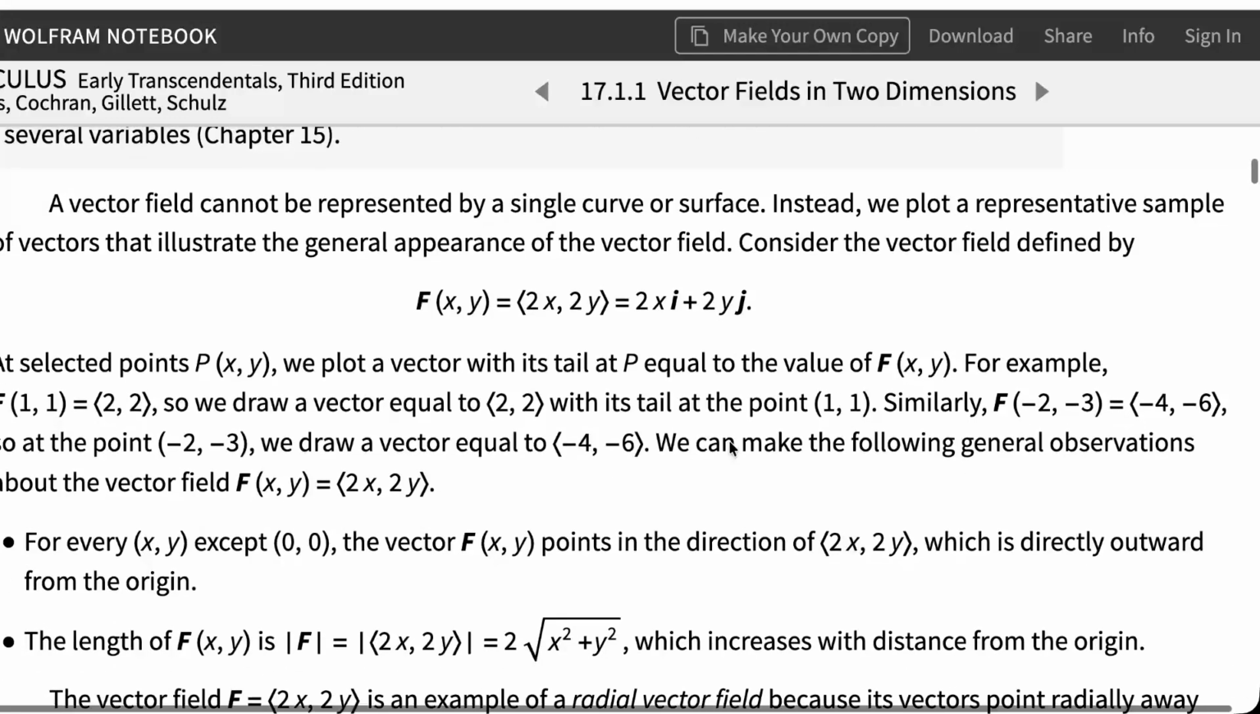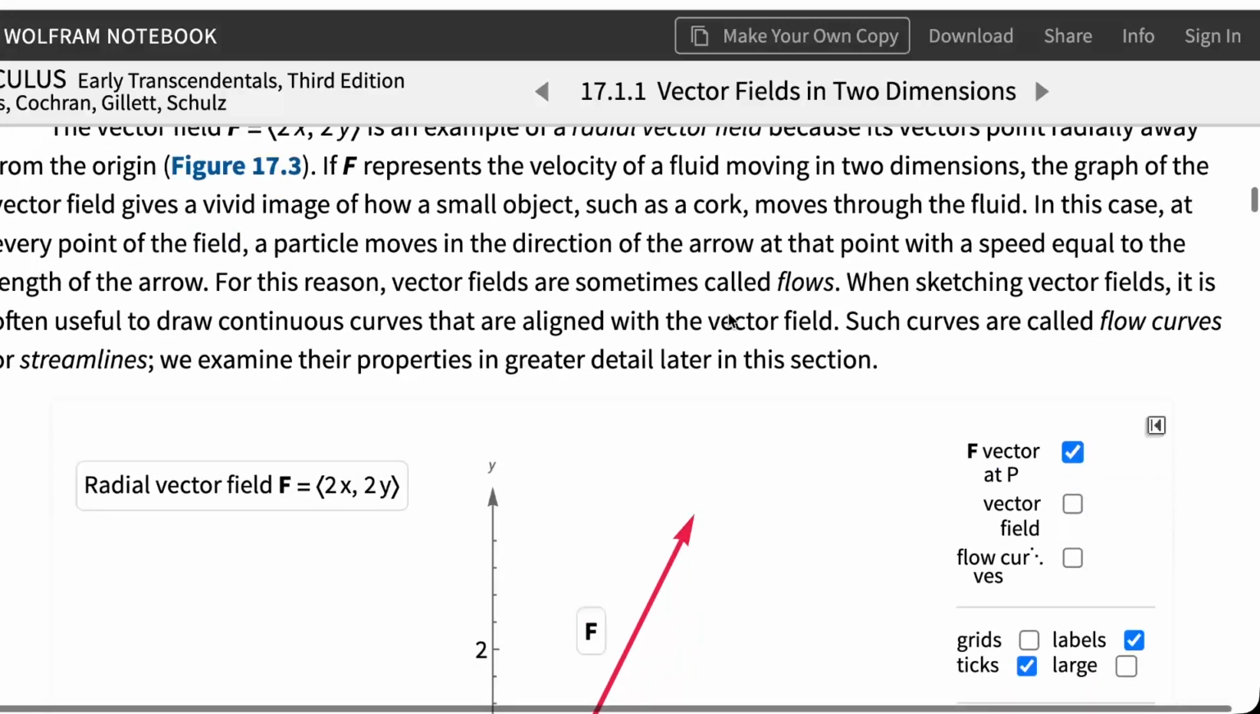So they're going to start giving us some examples. Now look at this one. Capital F of x and y is the vector 2x, 2y, or you can write it in the i, j unit vector style. What does that do? At every point x, y, you get a vector that's twice as long as the corresponding position vector. This is why you would want to scale things.